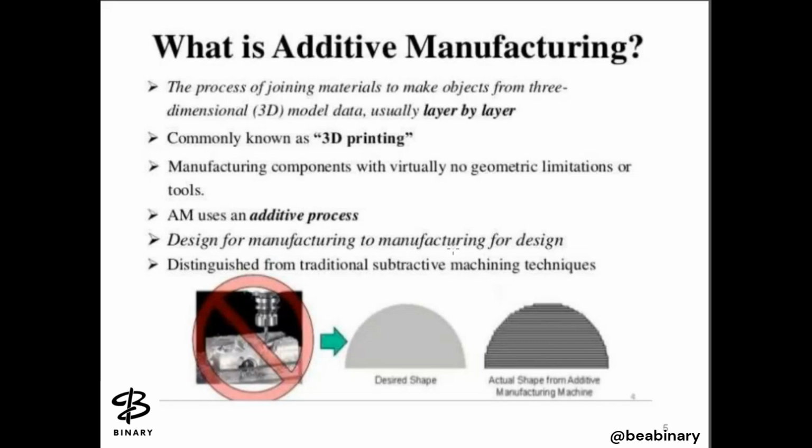Similarly, in additive manufacturing, the three-dimensional structure will be a replica of the design we made. That is the optimization, and the tolerance of this object is very refined. These components have virtually no geometric limitations or tools. There are no limitations of geometry here, right? Additive manufacturing uses an additive process. Design for manufacturing to manufacturing for design.